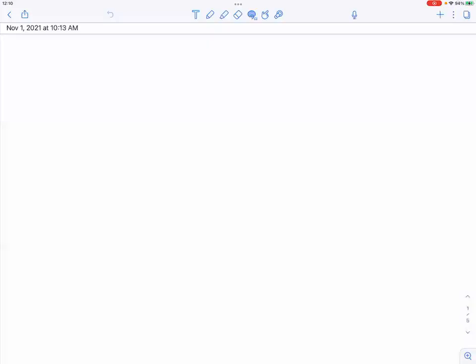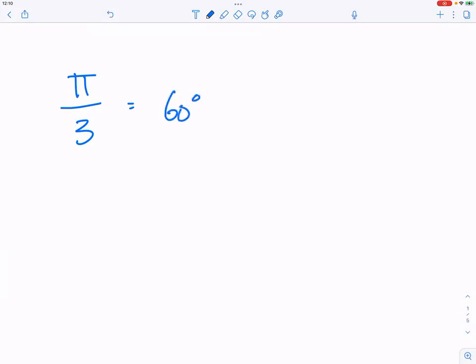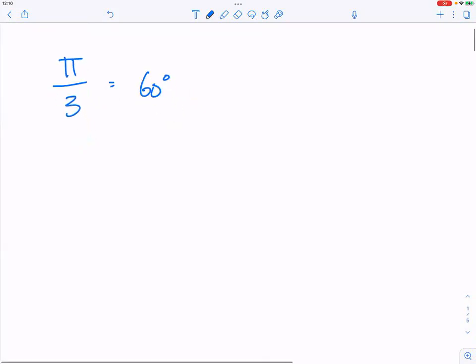All right, now a few quick questions just to warm you up. What is the angle in degrees for pi over 3? It is 60 degrees. How do you know it's 60 degrees? 180 divided by 3, right? So if I have 2 pi over 3, that would be 120, because you have pi over 3 and you have 2 of them.